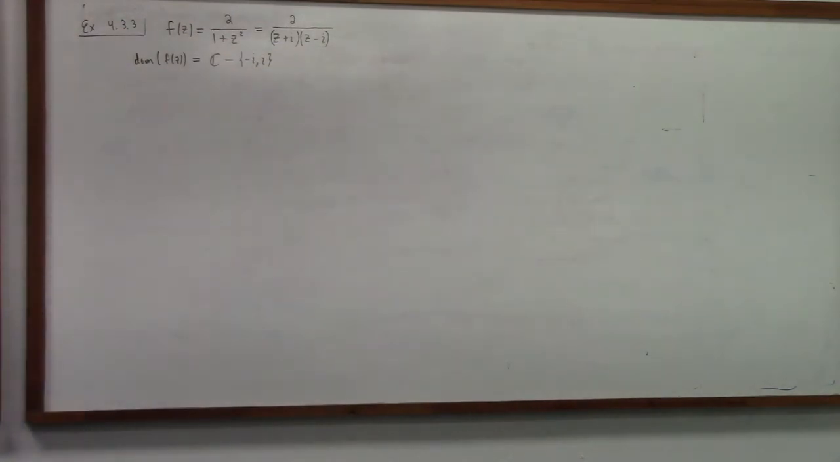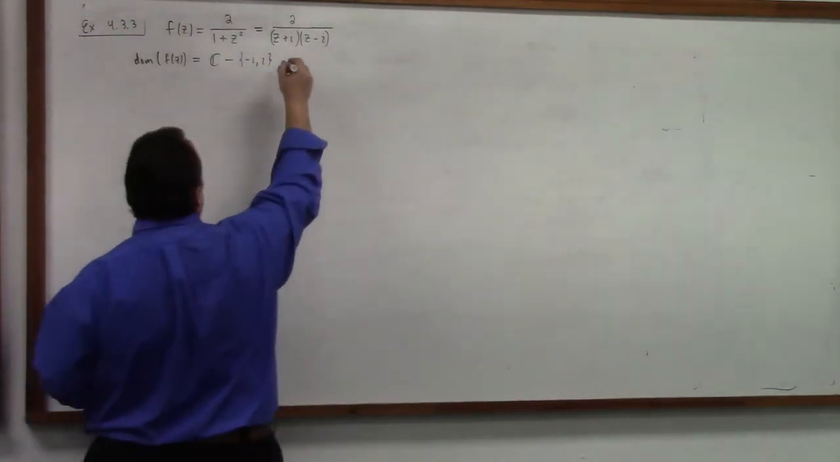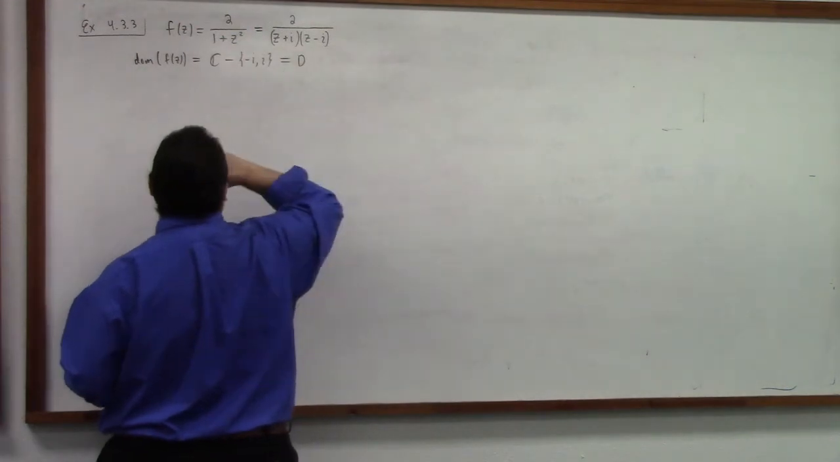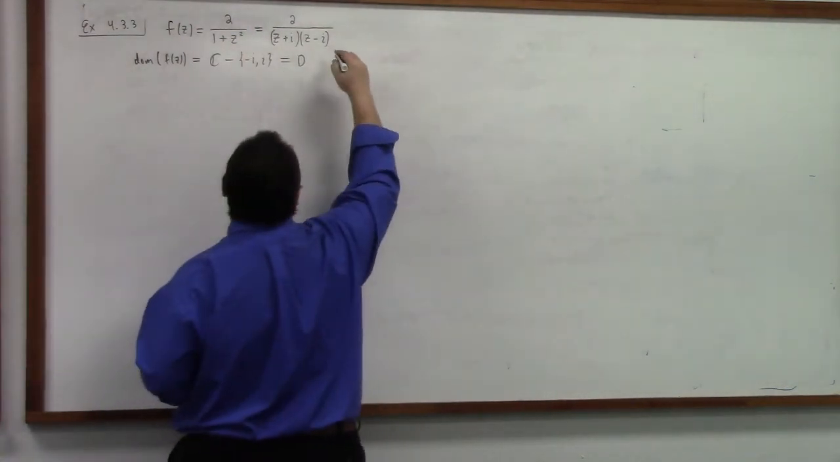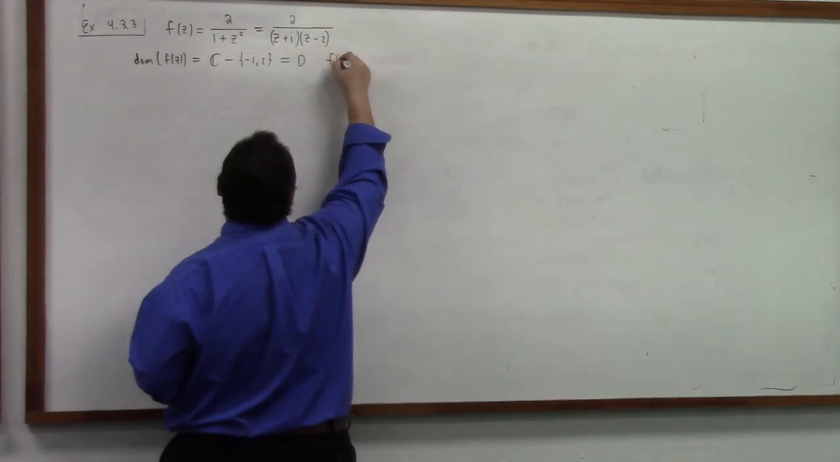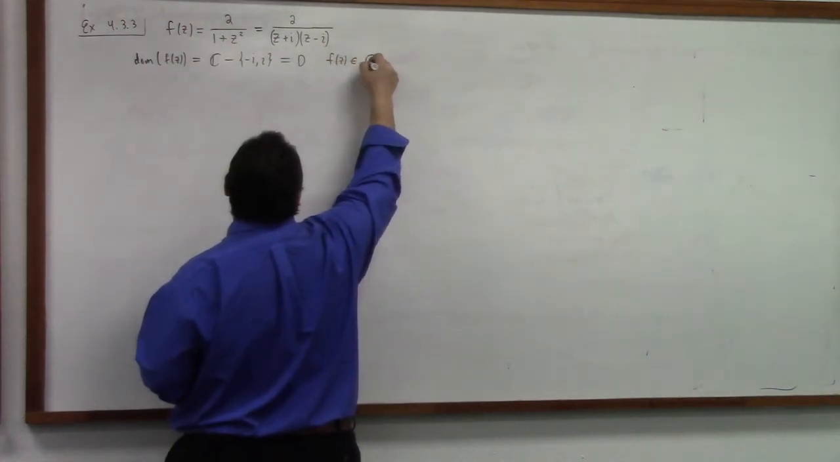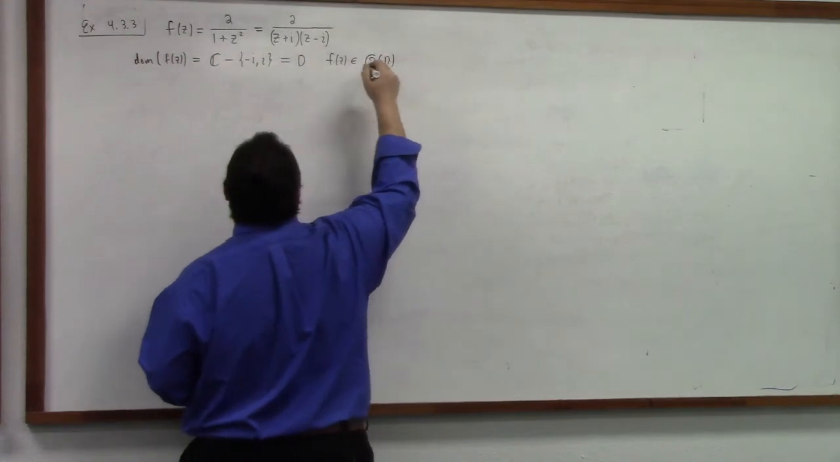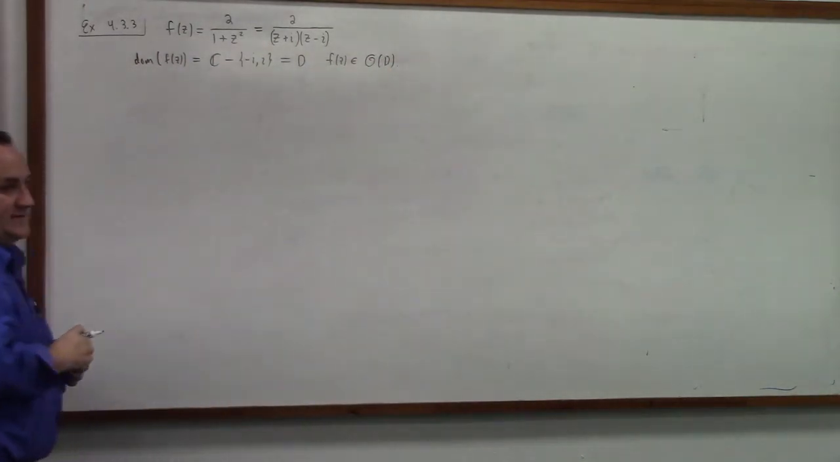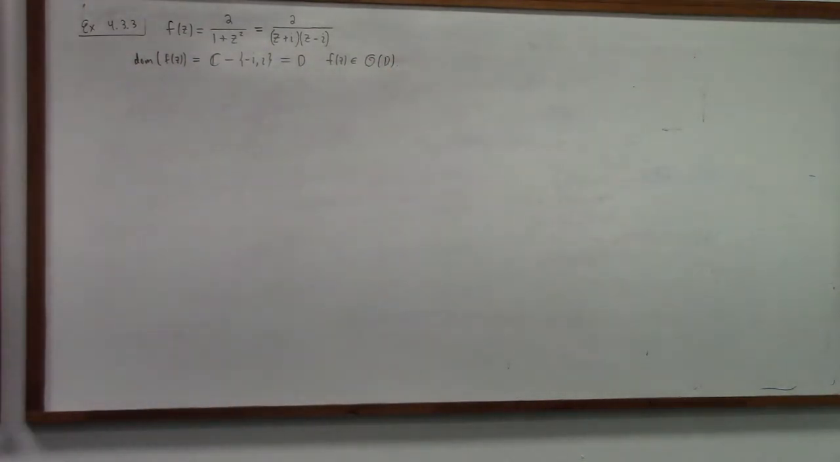But if I call that D, for the sake of discussion here, surely f of z is holomorphic on D, because as long as you avoid those 2 points, you can differentiate this. The quotient rule still makes sense. So the derivative f prime of z is just minus 4z over 1 plus z squared squared. All right, so definitely holomorphic.